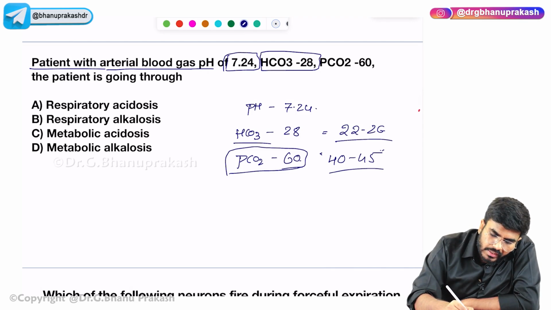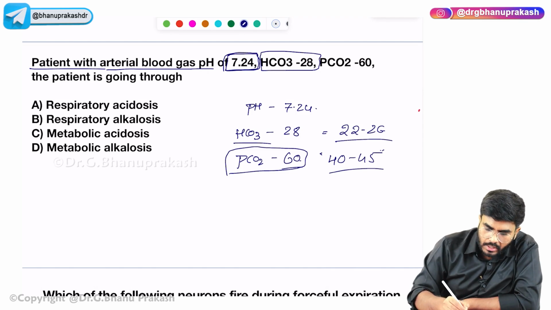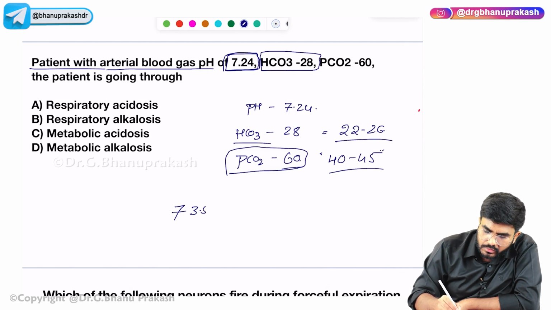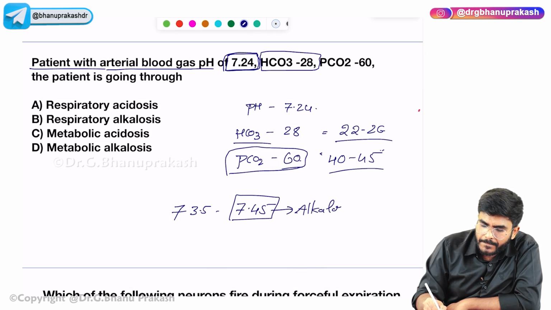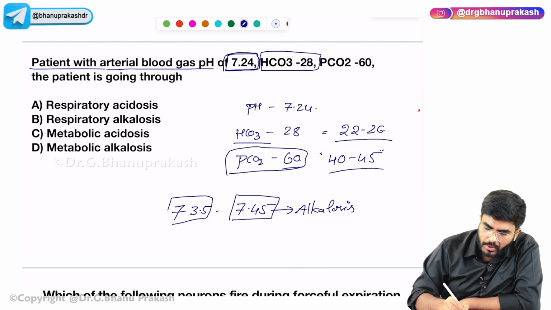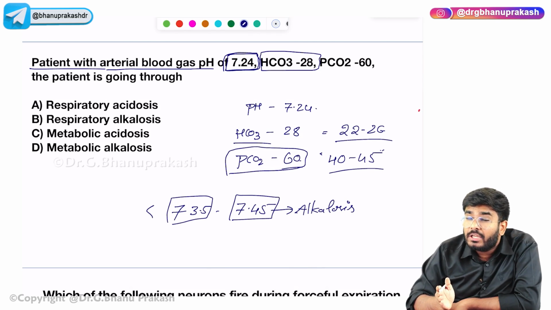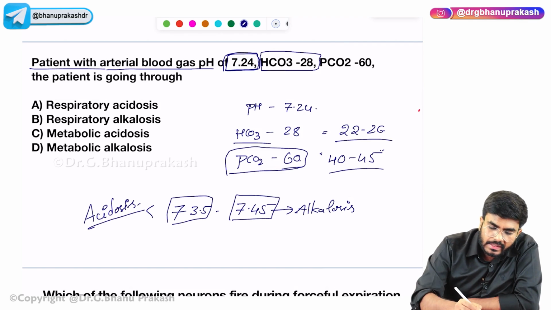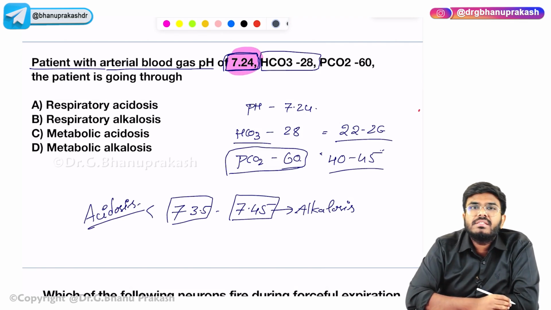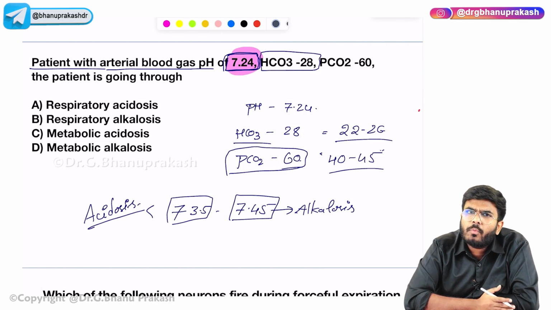Look here, the patient is already having a pH of 7.24. Normal pH is between 7.35 to 7.45. More than 7.45 is called alkalosis, and a value less than 7.35 is going to cause acidosis. You know it. So definitely our patient has acidosis, 7.24 is less than 7.35, right?